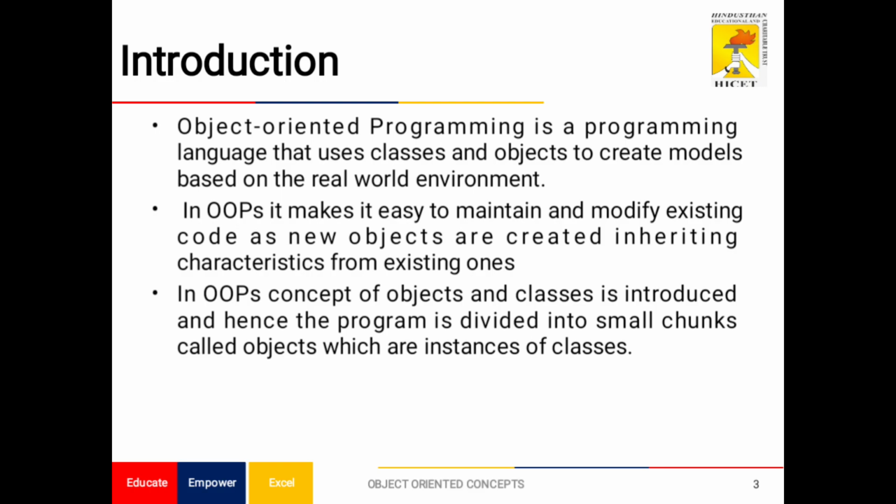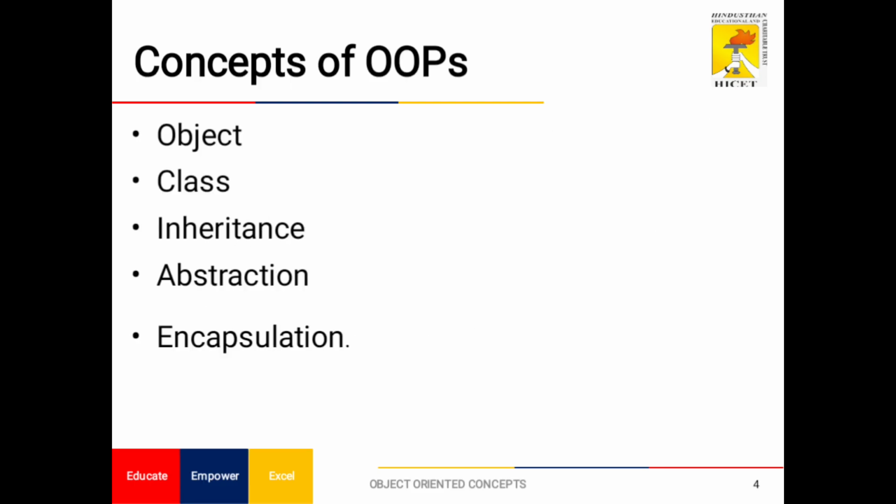The next one: in the object oriented concept, based on classes and objects, the program is divided into small chunks, that is, each program is divided into small units. Here the chunk is defined as a small unit. That small unit is called an object. Effectively, objects are defined as instances of classes.